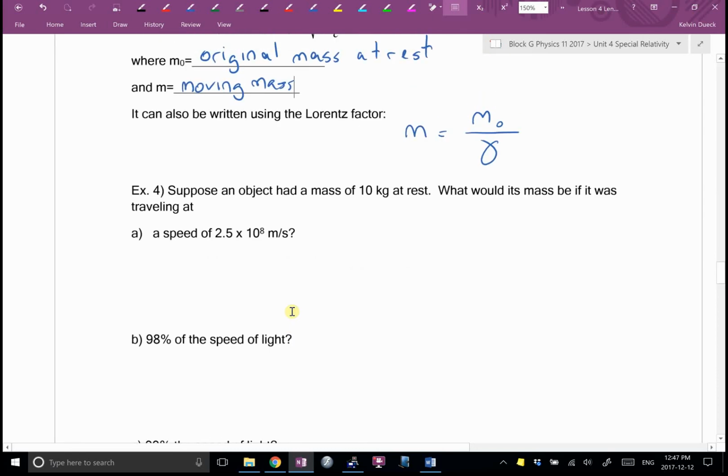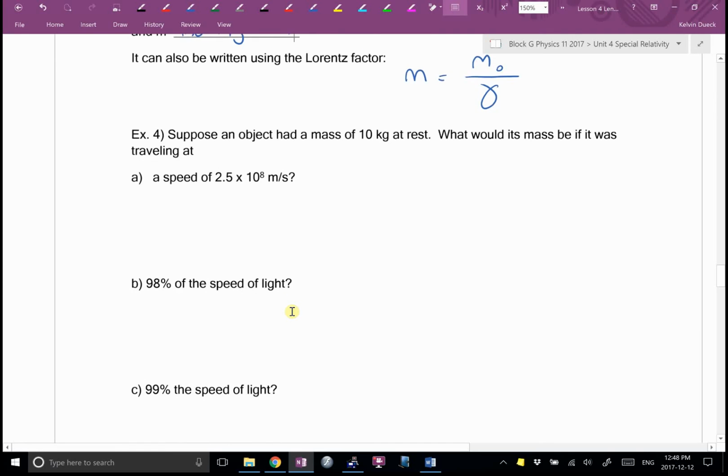So, suppose you had an object that was 10 kilograms. How big is 10 kilograms? Pretty much this thing right there. All right? Suppose you've got an object that's 10 kilograms and you're going to get it moving. You're going to attach a rocket to it or something. What would its mass become if it was traveling at a speed of 2.5 times 10 to the 8th? What's this question asking me to find? A mass? Yeah, original mass or relativistic moving mass? Moving, so M or M0?